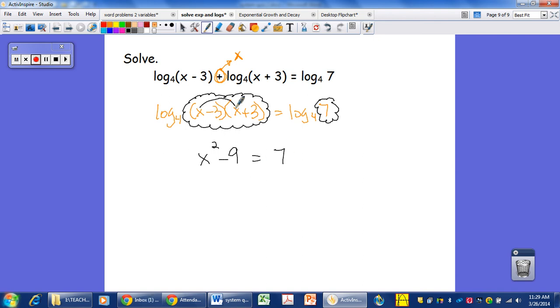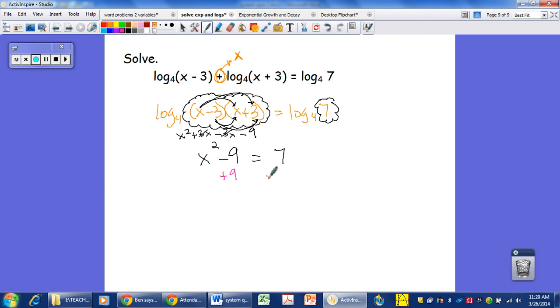Okay, here we get an x squared. This is a positive 3x. This is a negative 3x, and this is a minus 9. So if I simplify x squared plus 3x minus 3x minus 9, I get x squared minus 9. And I can solve this. I add 9 to both sides.